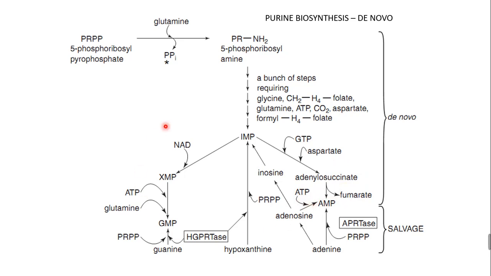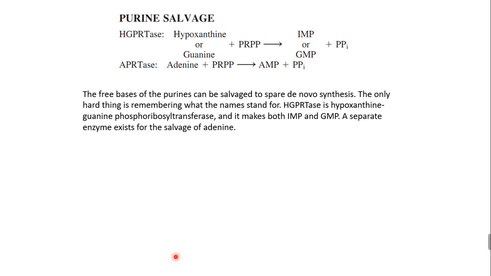So these are the bunch of reactions. Up to AMP and GMP formation is de novo synthesis, and the salvage pathway starts from the bottom, with HGPRTase and APRTase. HGPRTase is abbreviated as hypoxanthine guanine phosphoribosyl transferase, and it makes both IMP and GMP. It is involved in the conversion of hypoxanthine or guanine, with phosphoribosyl pyrophosphate, to IMP or GMP and pyrophosphate.